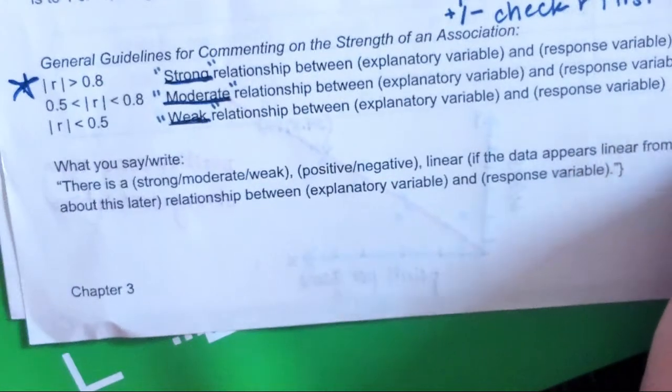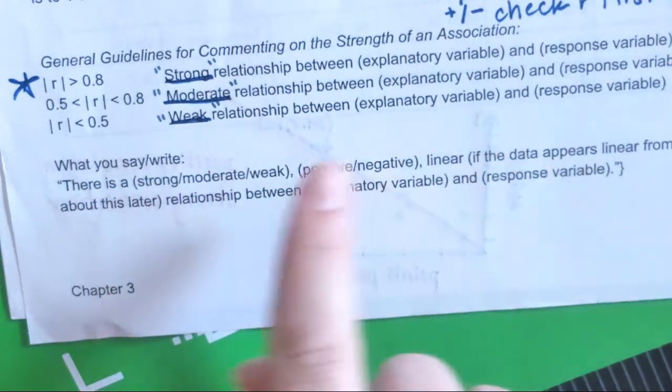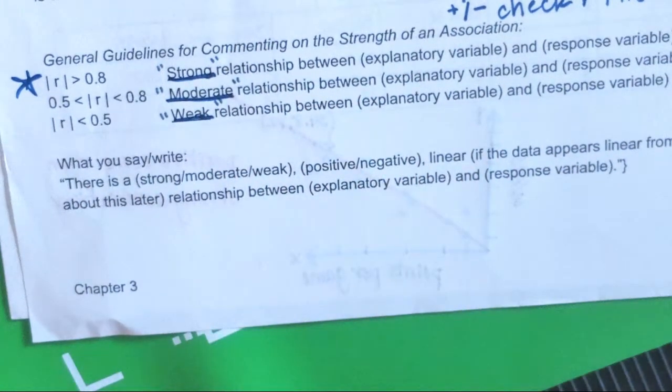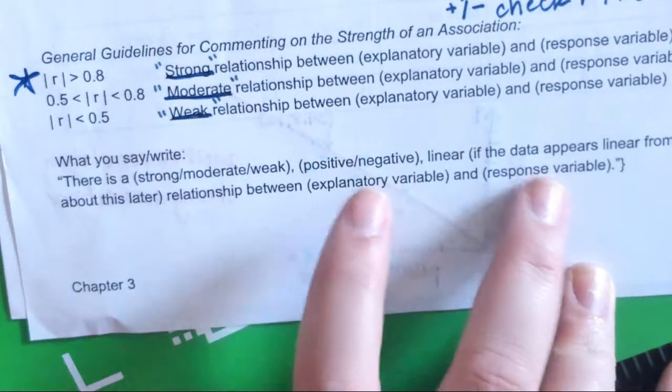Okay, so, again, you want to say strong, moderate, or weak. You want to say positive, negative. You want to say linear, and then possibly it could be nonlinear. And it's even better if you can point out the explanatory and the response variable. That shows you know what's going on.